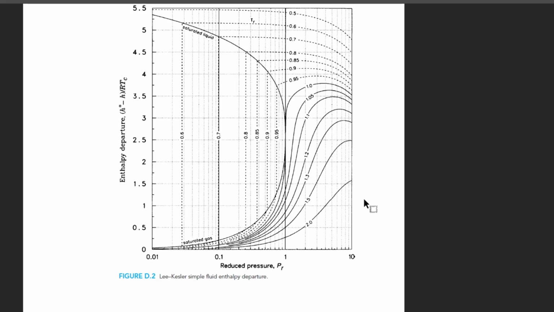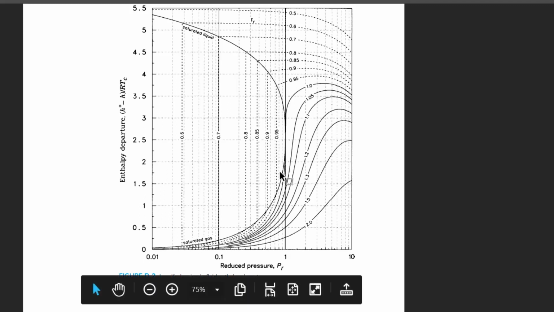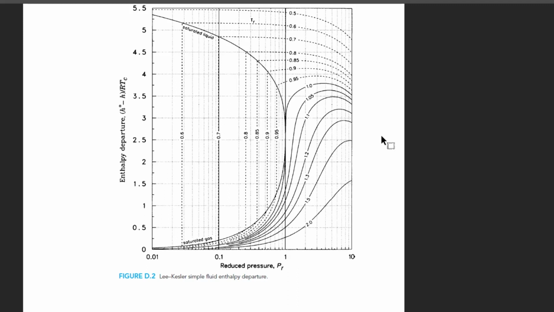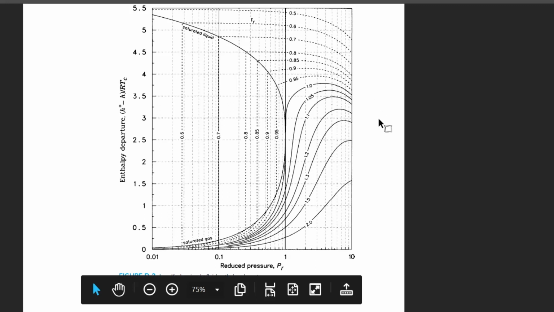In short, this chart can represent a saturated liquid, a saturated vapor, a mixture of saturated liquid and vapor, a subcooled liquid, a superheated vapor, and a supercritical fluid. With that flexibility, this graph has the advantage of being easy to use for a wide range of phases of our studied substance. All we need in order to use this chart is the critical pressure and the critical temperature of the substance.